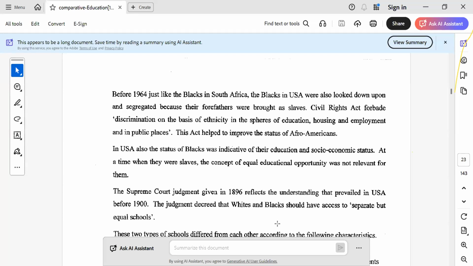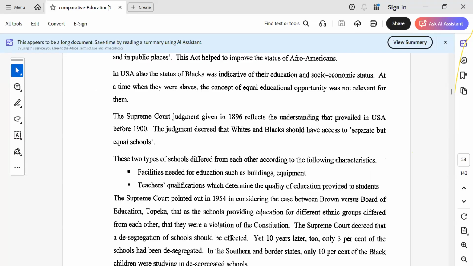So in 1900, that era also had separate schools, not mixing, right? So these two types of school differ from each other according to the following characteristics. Facilities needed for education such as buildings, equipment. Teachers' qualifications, which determine the quality of education provided to students. So you can see the disparity, right? So the white school has good infrastructure and qualified teachers, but not the black school, right?